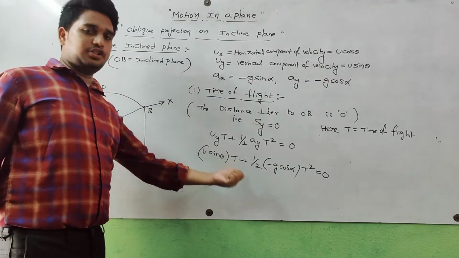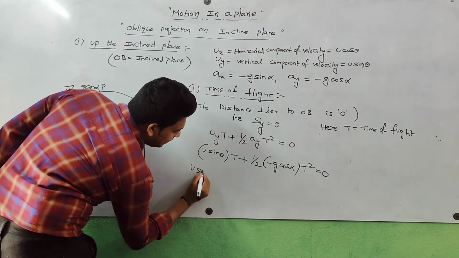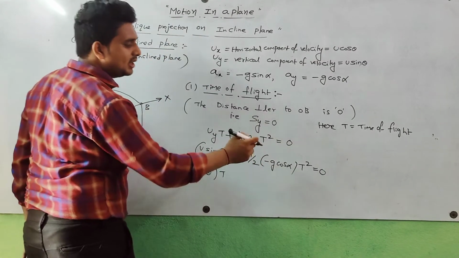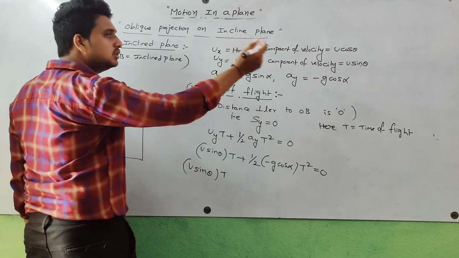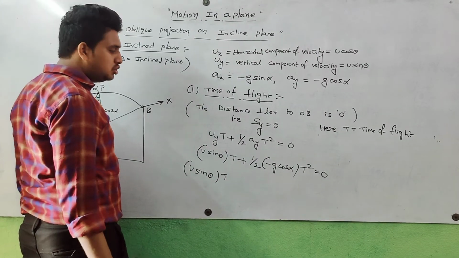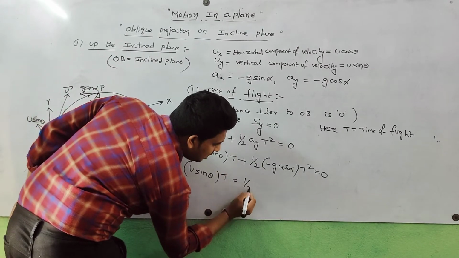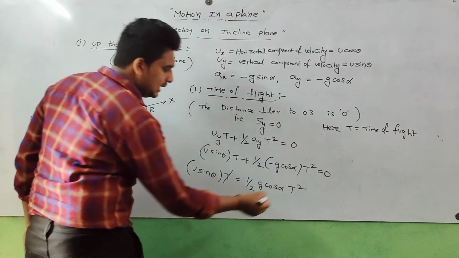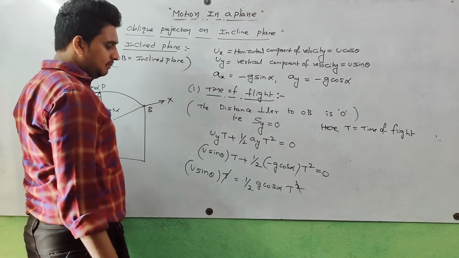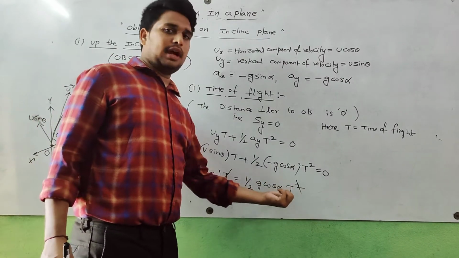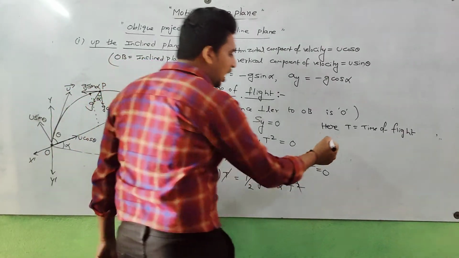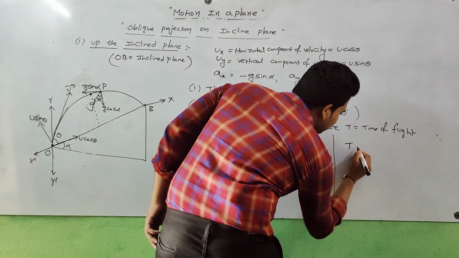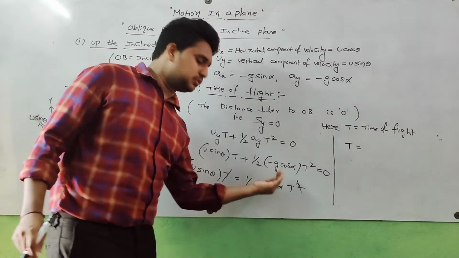So observe carefully: u sin theta into t, minus half g cos alpha into t square. That moves to the other side and becomes positive, half g cos alpha t square. Here t is there, and here t square, so one t is going to be cancelled. Now we need to find the t value. How do we get t from this? t is equal to the time of flight. Move these parameters to this side.